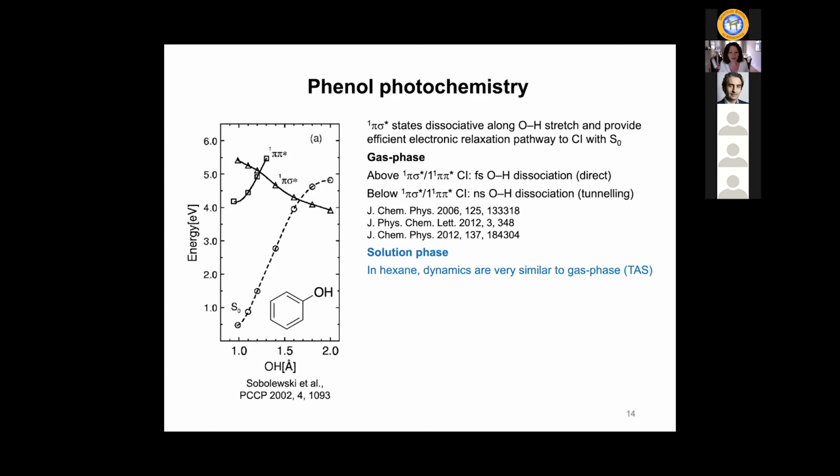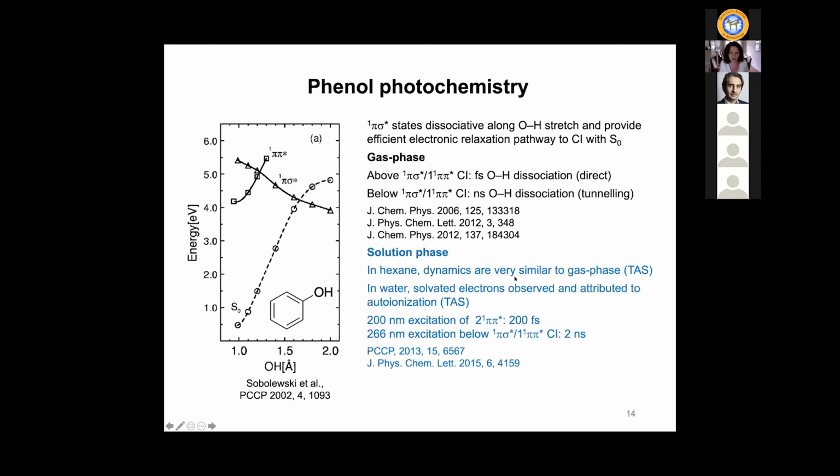In the solution phase, the dynamics are very similar in an inert solvent such as hexane. This has been studied using transient absorption spectroscopy. And in water, a more important solvent for biology, solvated electrons have been observed. So following excitation of a higher lying pi star state up at around 6 eV, the second pi star state, solvated electrons were observed on a very fast time scale of around 200 femtoseconds, and also on a slower time scale, having excited below the conical intersection.